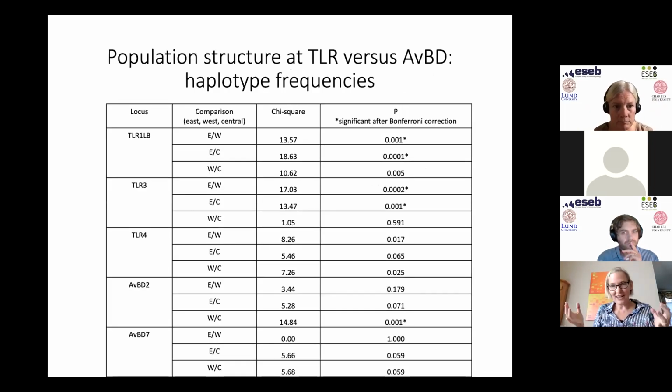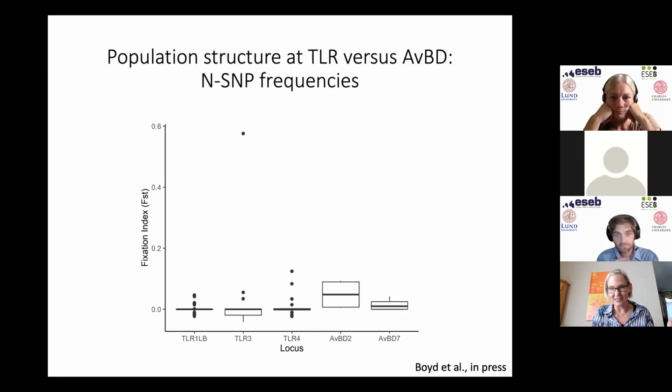So moving on finally to population genetic structure. We actually did find stronger population genetic structure on average at the toll-like receptors relative to the avian beta defensins that were variable. And this reflects frequencies of haplotypes that were phased. And when we zoom in and look at specific non-synonymous SNPs, we can see that there's some variation among as well as within different types of immune defense.